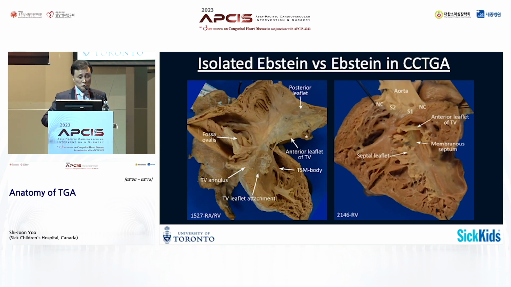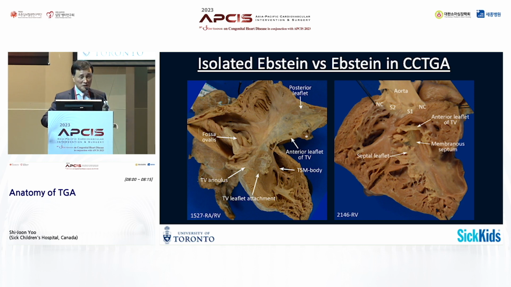So this is a usual Ebstein's malformation. This is Ebstein's malformation in CCTGA. So here in the usual, you have your septal leaflet vestigial and displaced. The posterior leaflet is also significantly displaced and vestigial.